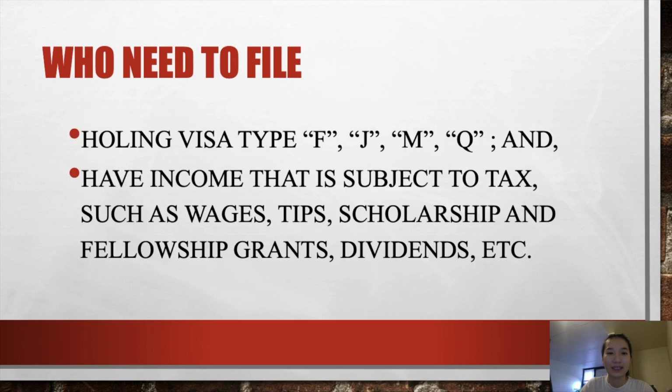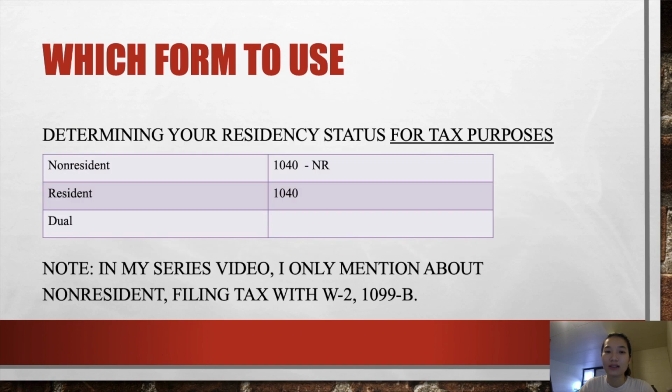Very clearly, people holding visa F, J, and Q who have income which is subject to tax have to file a tax return. Determining your residency status for tax purposes is the first step. This is always a key part of figuring out which form you need to file, how much tax you will pay, and the rate applied to your income.